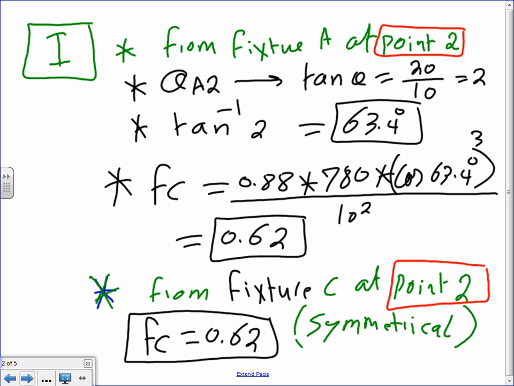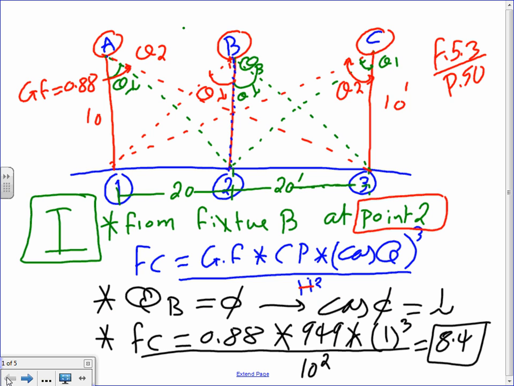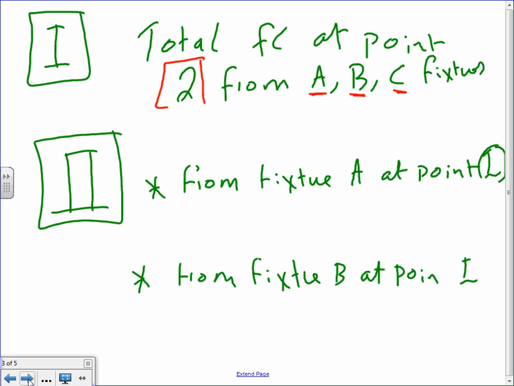So we find from A to 2, B to 2, and C to 2. Are there any other fixtures? No, 3 fixtures to 1 point. So now you want to find the total foot candle at that point. What do you do? Add them up. Any comments, any questions before I go add them? Everybody can see what we did. We found the foot candle from B to 2, A to 2, C to 2. Now I want to add them up to find the total one at 0.2.